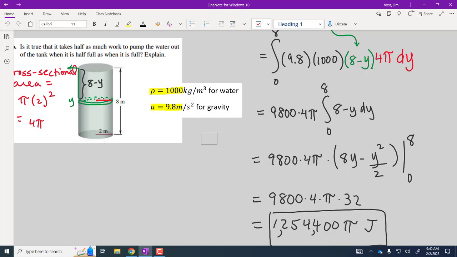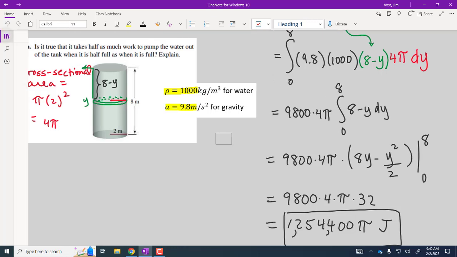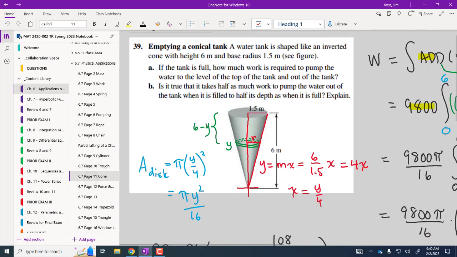So the 8 minus y is the distance that the water would travel to get right out the top edge. And this slice is at a height of y. If you drain it out the bottom, that slice has to travel y. So if you replace the 8 minus y with a y, you'll get the same answer because of the symmetry of the tank there. Now, if we look at the trough or the cone, let's look at the cone.